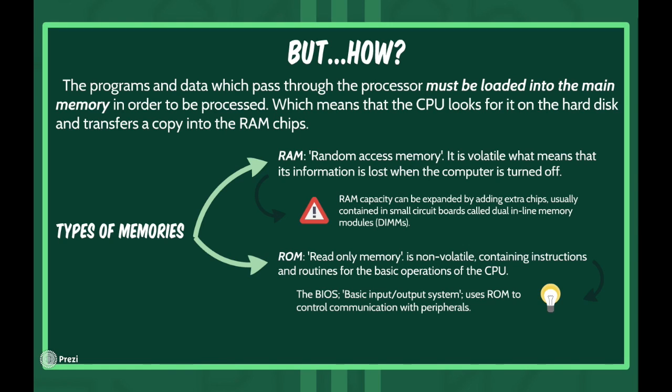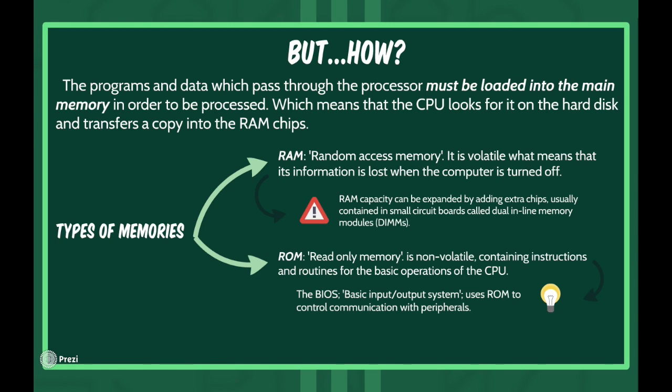But how does this really work? The programs and data which pass through the processor must be loaded into the main memory in order to be processed. This means every time you order something to the computer, it will first go to the CPU, and second, the CPU will create a copy of it in the RAM chips. This is like the history of your internet page, which shows you all the pages you visit. Well, this is the same thing.